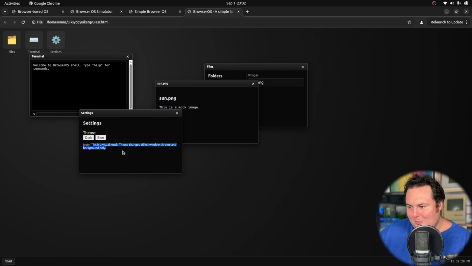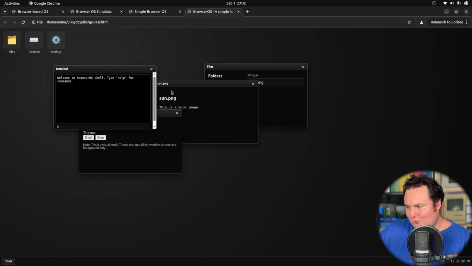Oh, this is a visual mock. Changes affect window, Chrome, and background only. Yeah, well, all right, unfortunately those don't work, but they don't need to. This was the clear winner here.